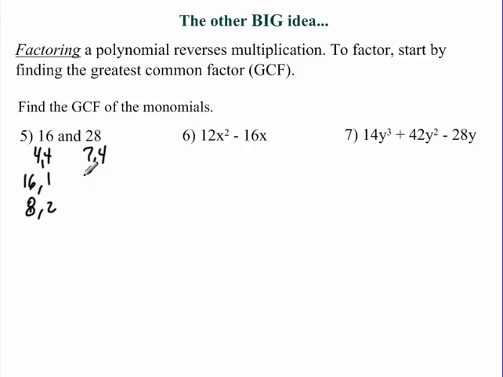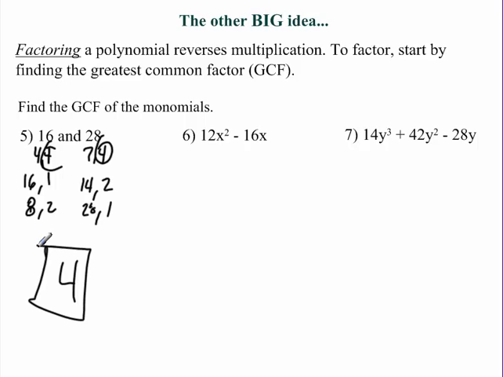I have, let's see, 14 and 2, and 28 and 1. So the greatest common factor, these are all the factors. So the greatest common factor would be 4. 2 is also a factor, but it's not greater than 4. And 1 is also a factor, but it's not greater than 4. So the greatest common factor is 4.